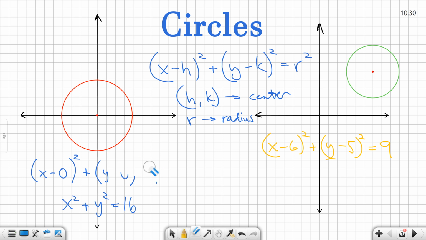Let's suppose you didn't have a picture sitting in front of you, and I just gave you this equation, x squared plus y squared equals 16, and I asked you to find the x-intercepts. Okay, so we know by now that the x-intercept is the point where it crosses the x-axis. What's true about every point on this x-axis?